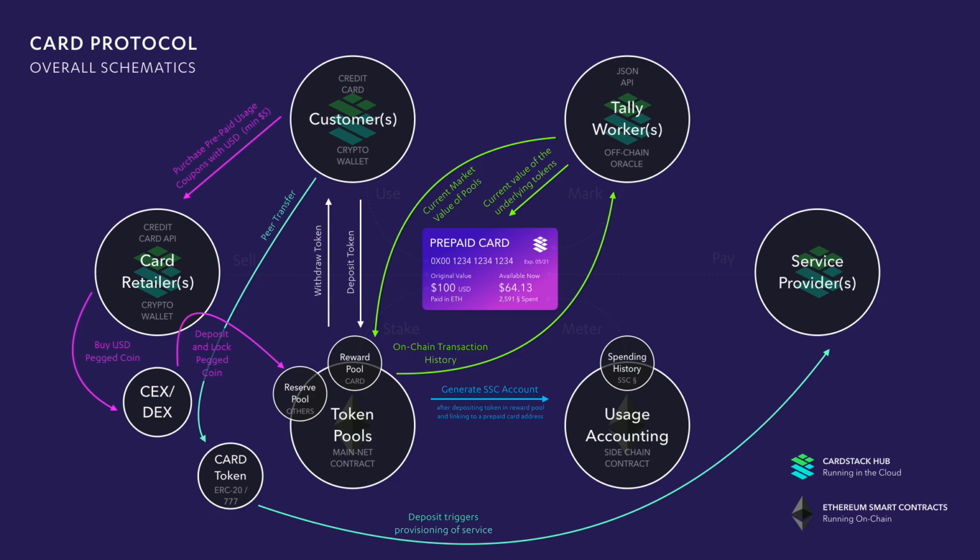And what they do is that they can buy USD PEC coins. So based on whatever the currency the user is bringing in, they will buy a PEC coin from either a centralized or decentralized exchange. And then on behalf of the customer, deposit and lock the PEC coin in what we call a reserve pool. A reserve pool is another part of the token smart contract that locks up this thing and says, hey, this has been deposited. And because we do measurement and movement in card token, card token is the native measurement thing.